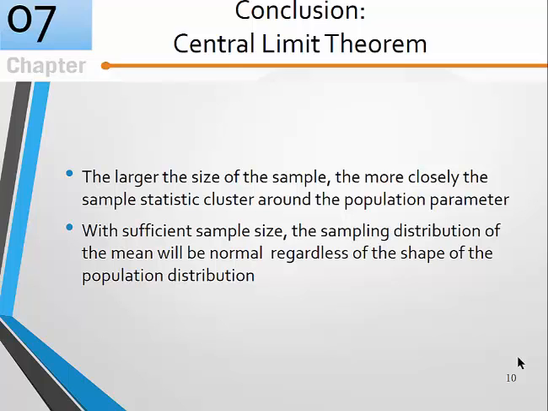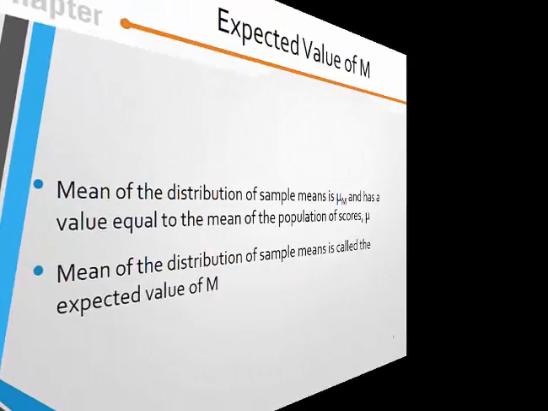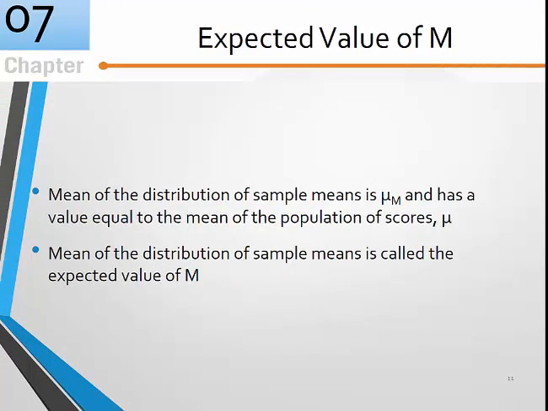The mean of the distribution of sample means is a new symbol. It's mu with an m, and it has a value expected to be the mean of the population of scores. The mean of the distribution of sample means is called the expected value of M, the expected value of the mean.